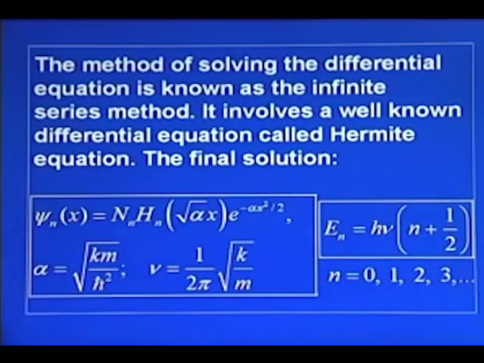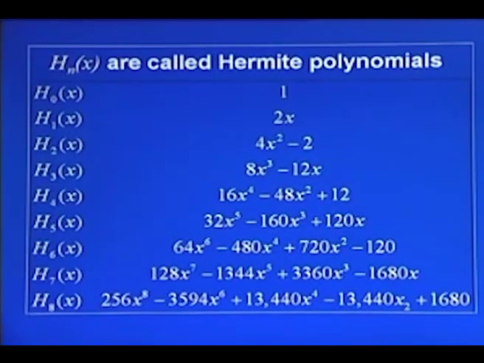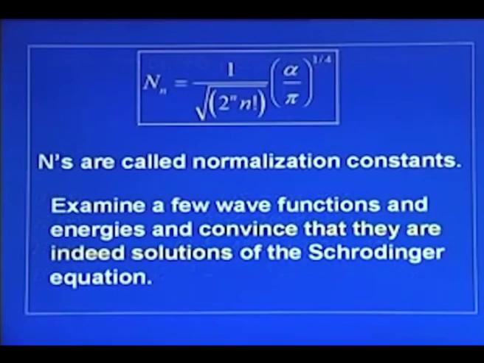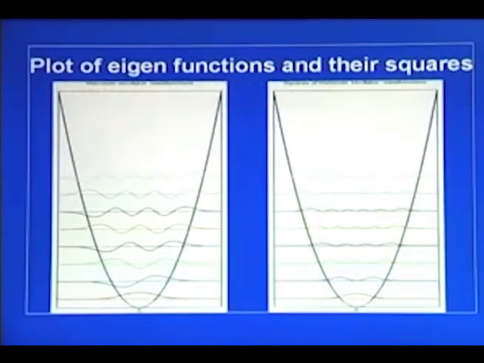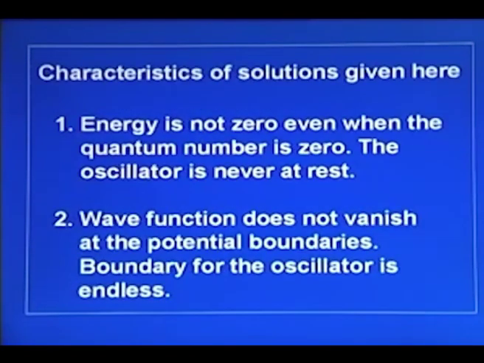So let's summarize this now. We will look at the remaining parts of the harmonic oscillator, the graphical representation of these wave functions, and the graphical representations for the probabilities, etc. in the next lecture.